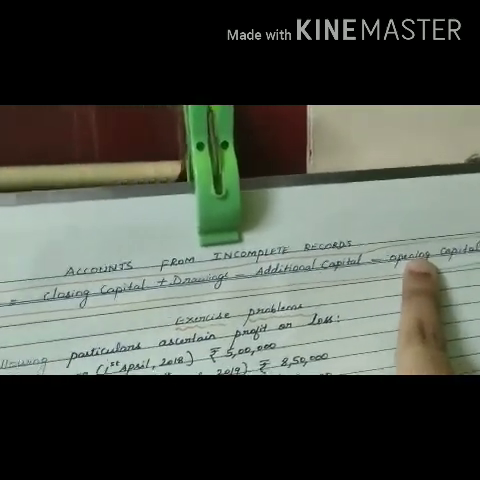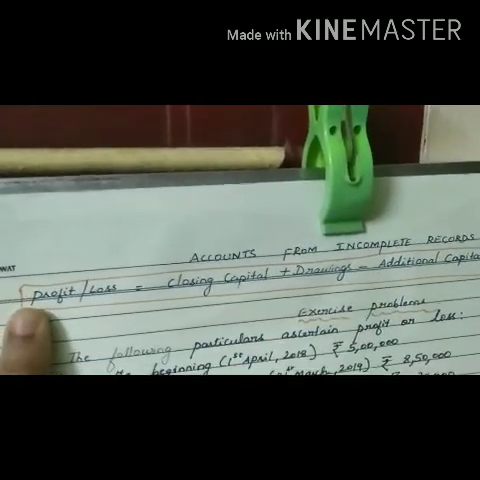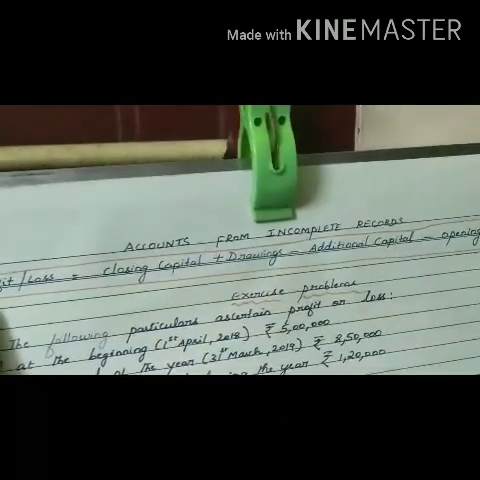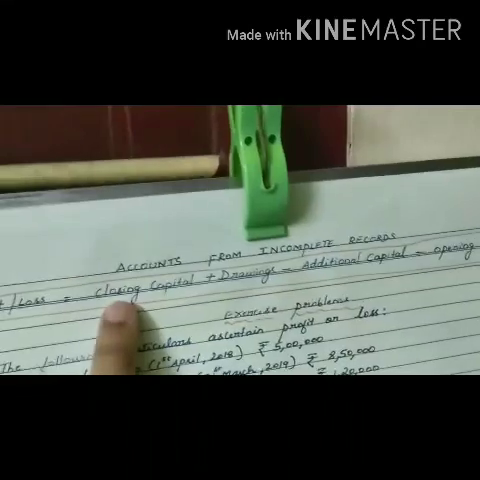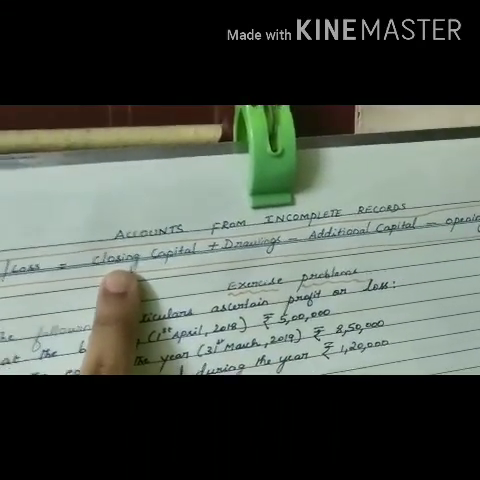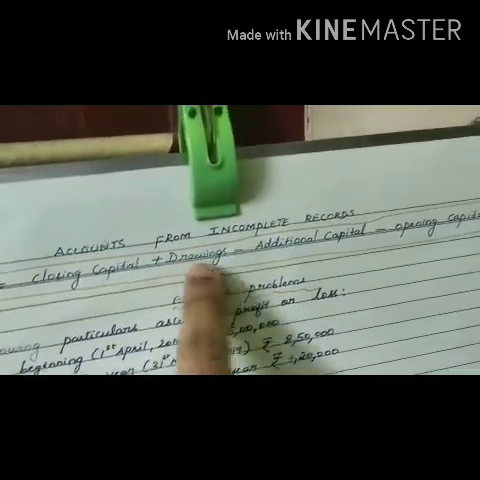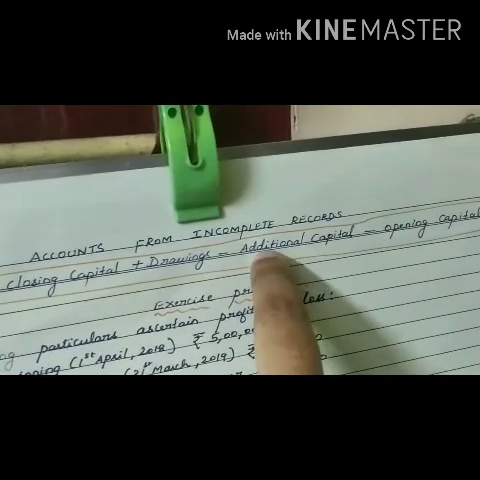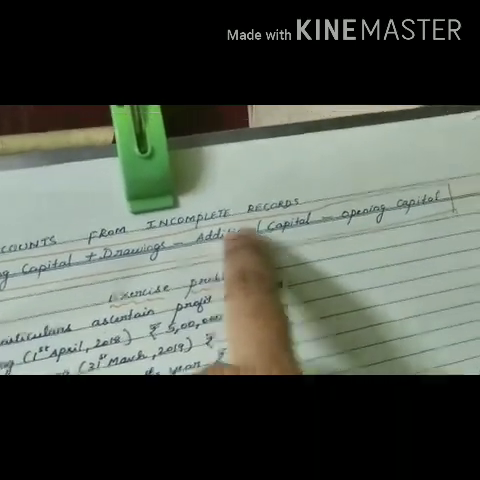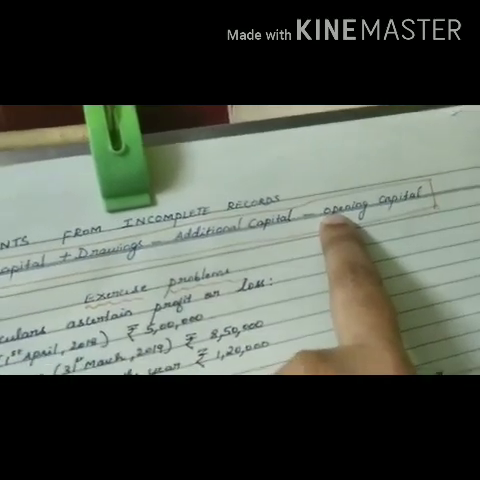So let me repeat. If you want to calculate the profit or loss made during the year under the single entry system of bookkeeping, we will be using this formula. You will start with the closing capital, which is nothing but the capital at the end. Add drawings, deduct the additional capital introduced during the year, and then deduct the opening capital.